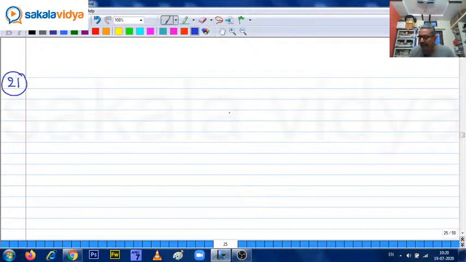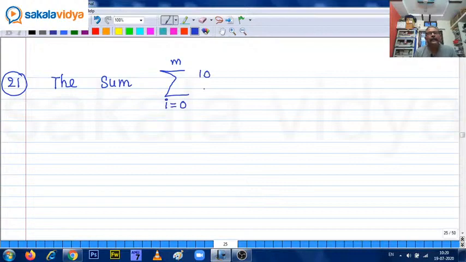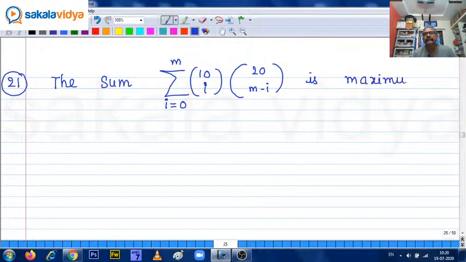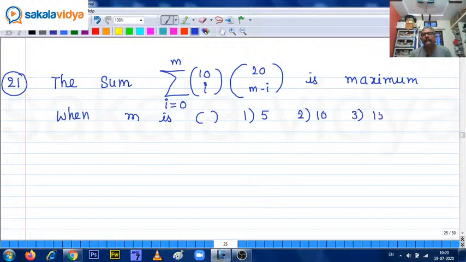Question 21. The sum, sigma i equals 0 to m of 10Ci, this is also a different notation, times 20C(m minus i), is maximum when m is: first option 5, second option 10, third option 15, fourth option 20.